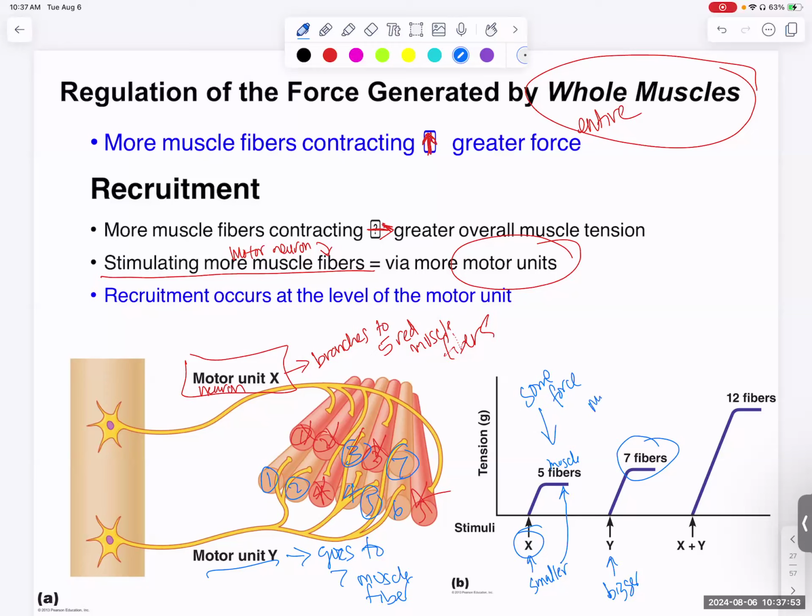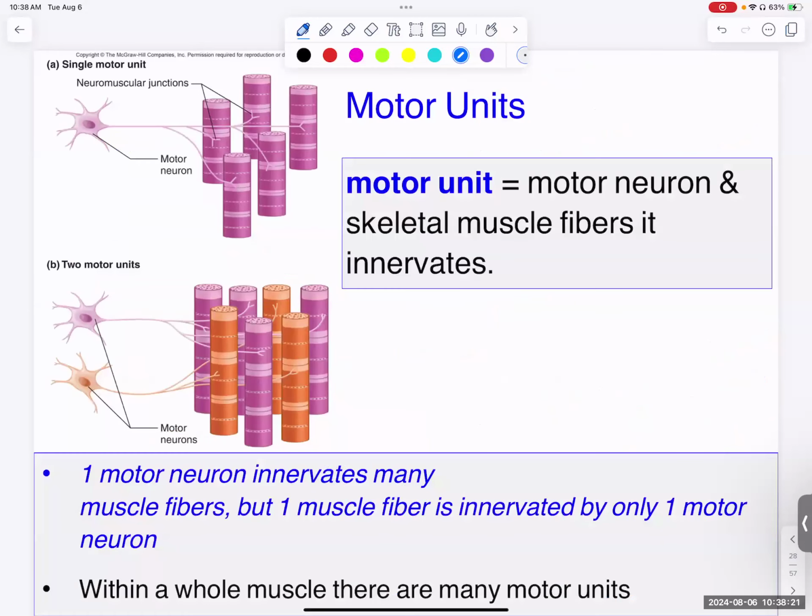If you want more force, you can activate motor unit X and motor unit Y, and now you have more force. Why? Because you have more cross bridges, because now you are using 12 muscle fibers cross bridging at the same time. And so that's what recruitment is. You're recruiting motor units. You're recruiting the motor neuron and all of the muscle fibers it innervates.